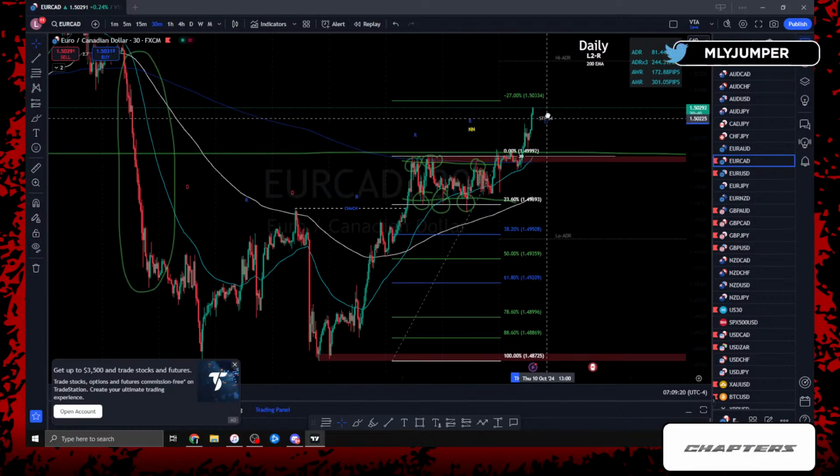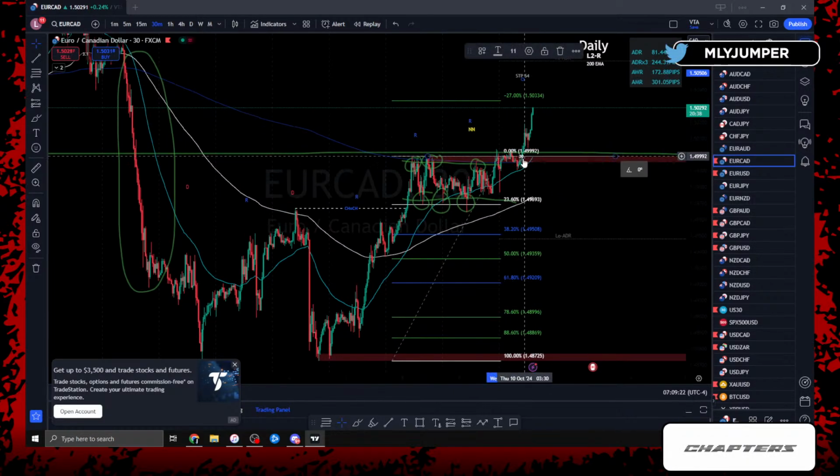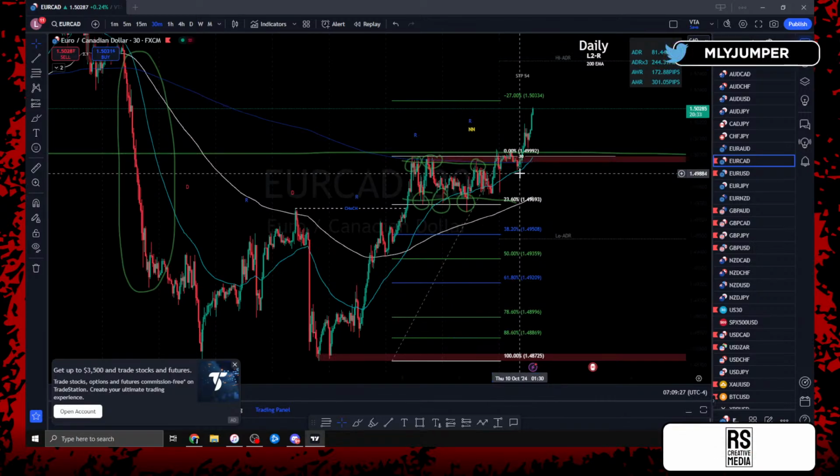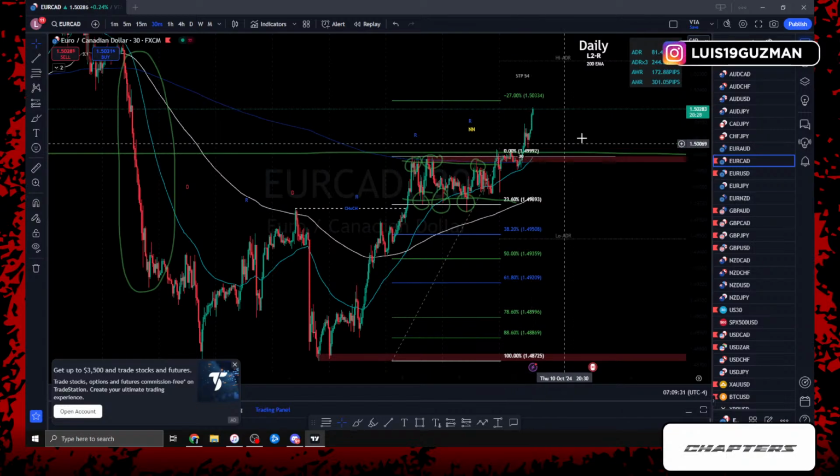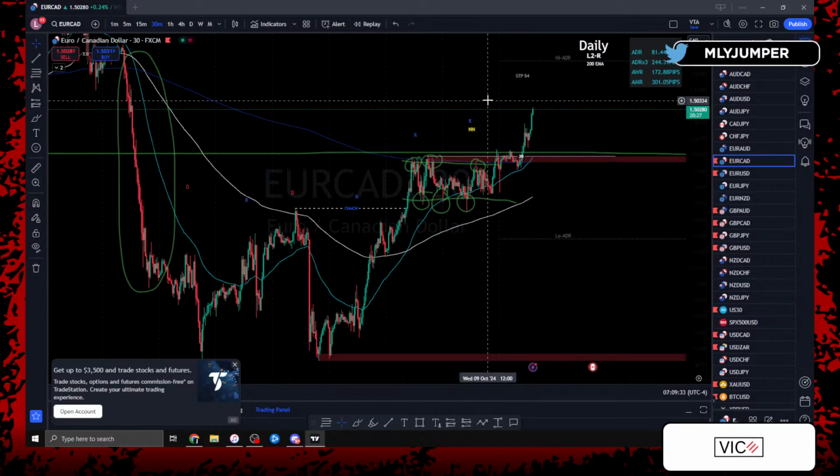EuroCAD already gave us the move for the day, right? That fourth push to the top side after the break of the zone of consolidation. The retest entry was pretty much at 1 to 2 in the morning. So ECAD's already done for the day. We're gonna turn this one off.